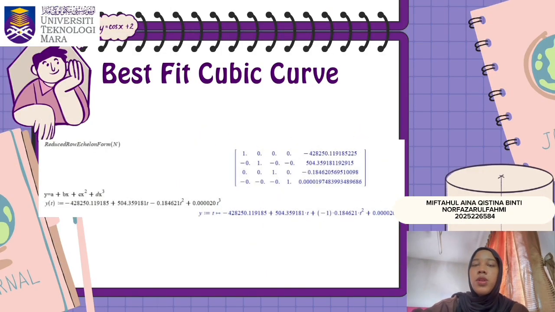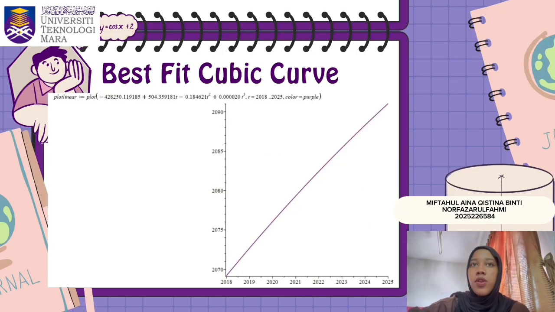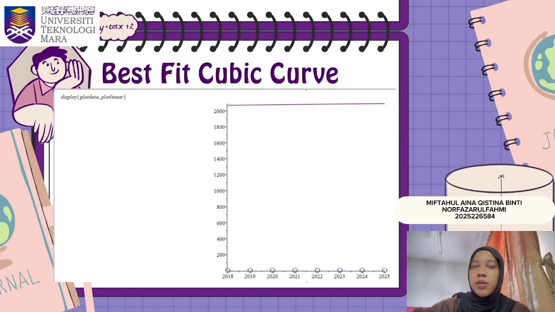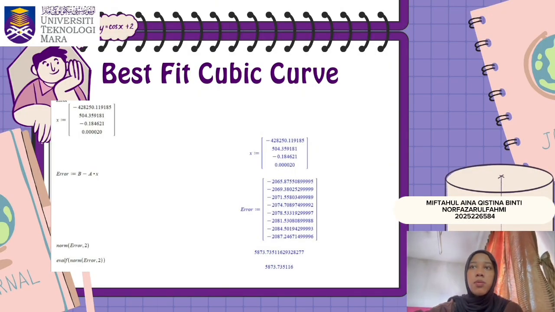So we solve the normal equation, which is A^T A x equals A^T B, and then we obtain the following coefficients, and we get this equation. For the graph, we generate both the original data points and the fitted regression curve. The scatter plot represents the actual data, and the curve represents the regression model. Finally, we evaluate the accuracy of the model by calculating the error vector using the formula B minus A x. This value represents the overall difference between the actual data and the values predicted by the regression model.